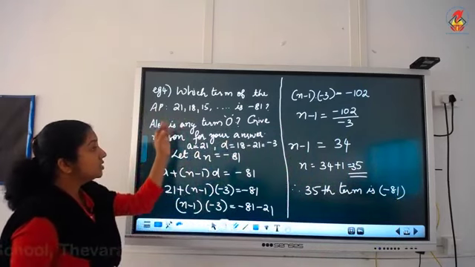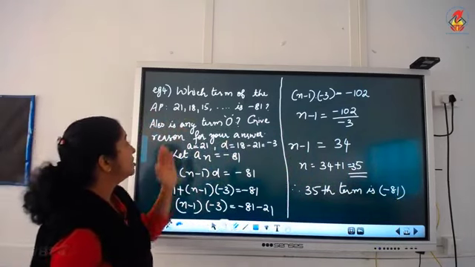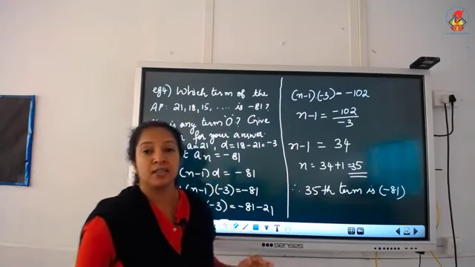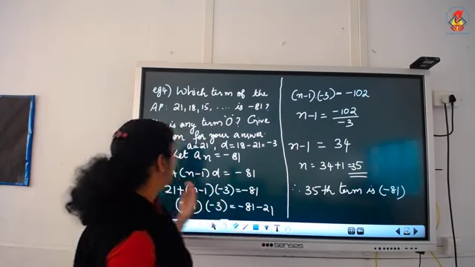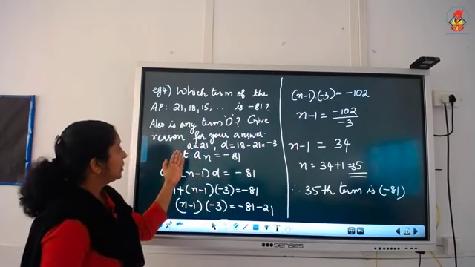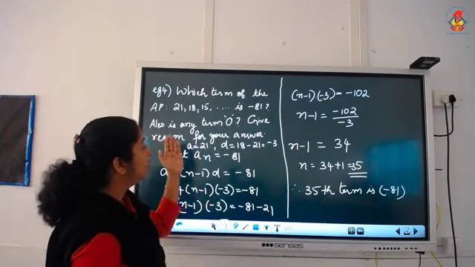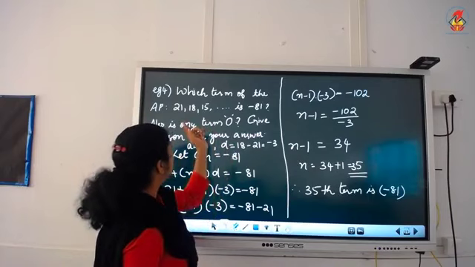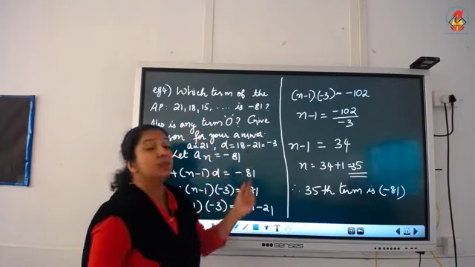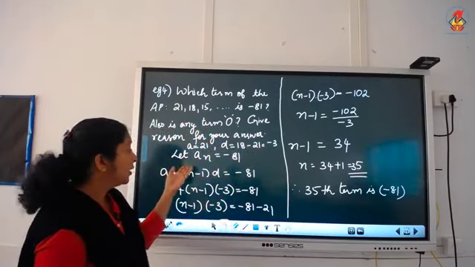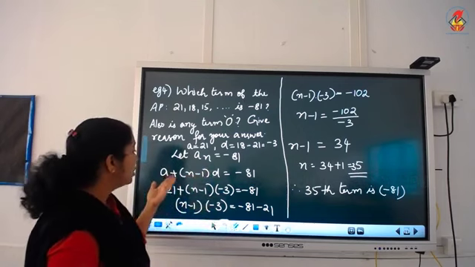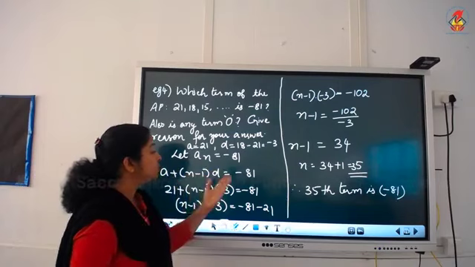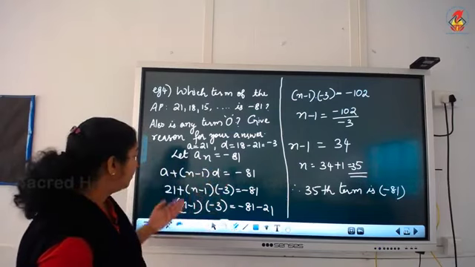Question, first sentence is, which term of the AP 21, 18, 15, etc. is minus 81? We need to find N, which term. So, from the question we can write A is equal to 21, D is equal to 18 minus 21, which is minus 3. So, we are supposing AN as minus 81. So, instead of AN we can write A plus N minus 1 into D is equal to minus 81.